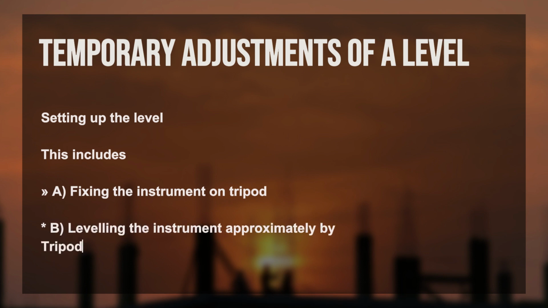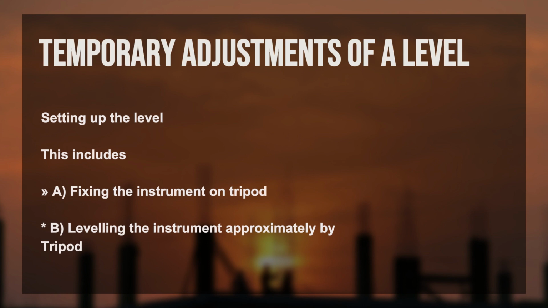Now, the setup of the level: as I just told you, we have to set up the instrument at a particular location. The setting up of the level includes, number 1, fixing of the instrument on the tripod. As shown in the figure, the level is set up with the help of a tripod at a particular location. The instrument will be tightened over the tripod, and the tripod will be kept as far as possible approximately in the level position.